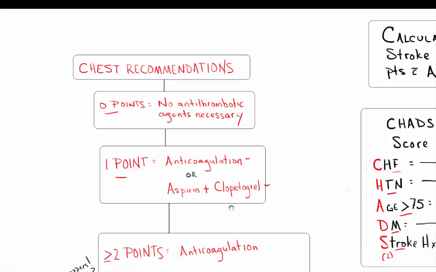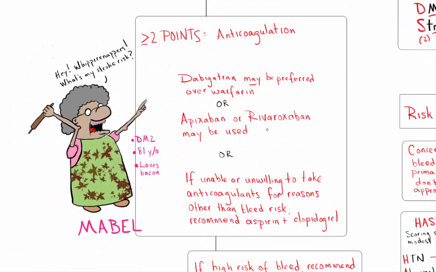But now let's say that you meet a sassy 81-year-old lady named Mabel, who in addition to Afib has a history of diabetes. Her CHADS-2 is going to equal 2 points, 1 point for her age and 1 point for the diabetes, which is going to put her at high risk for stroke, which means that she needs oral anticoagulation.